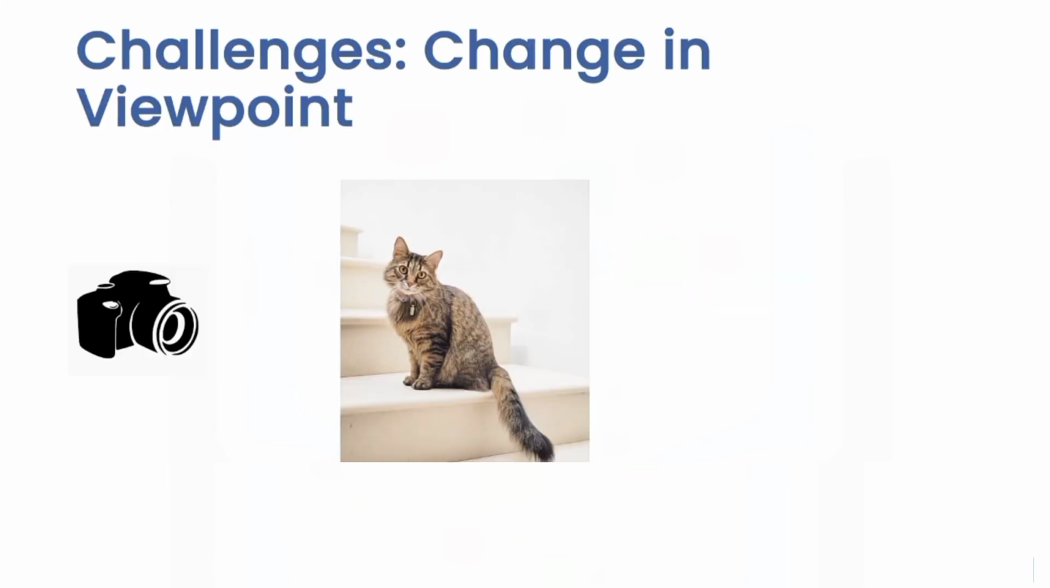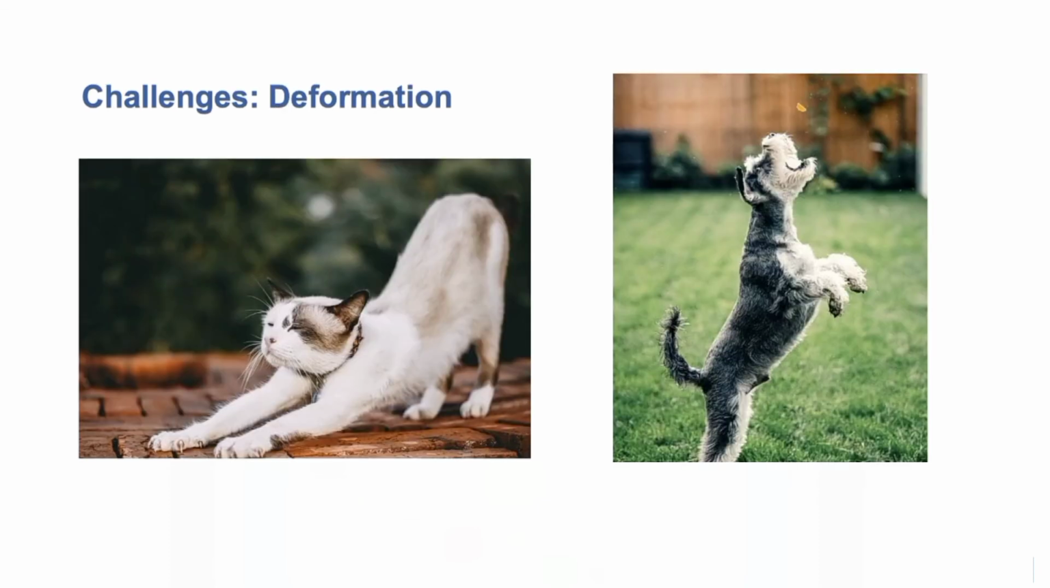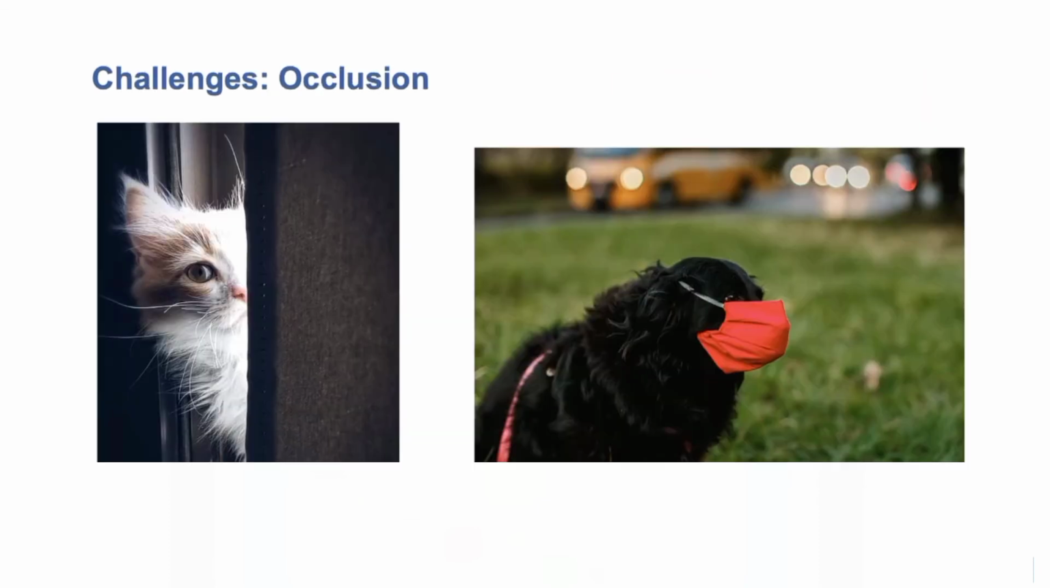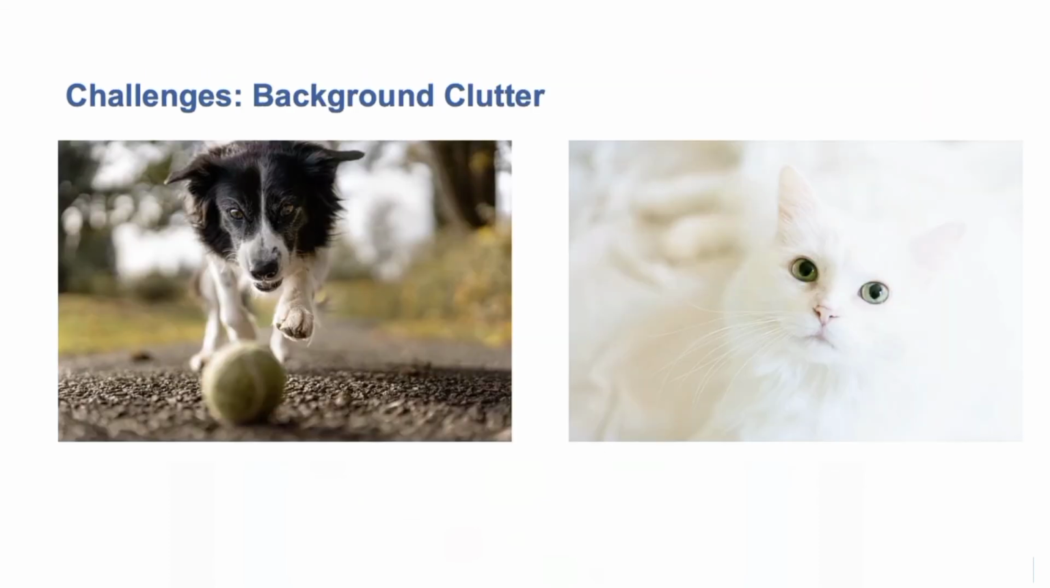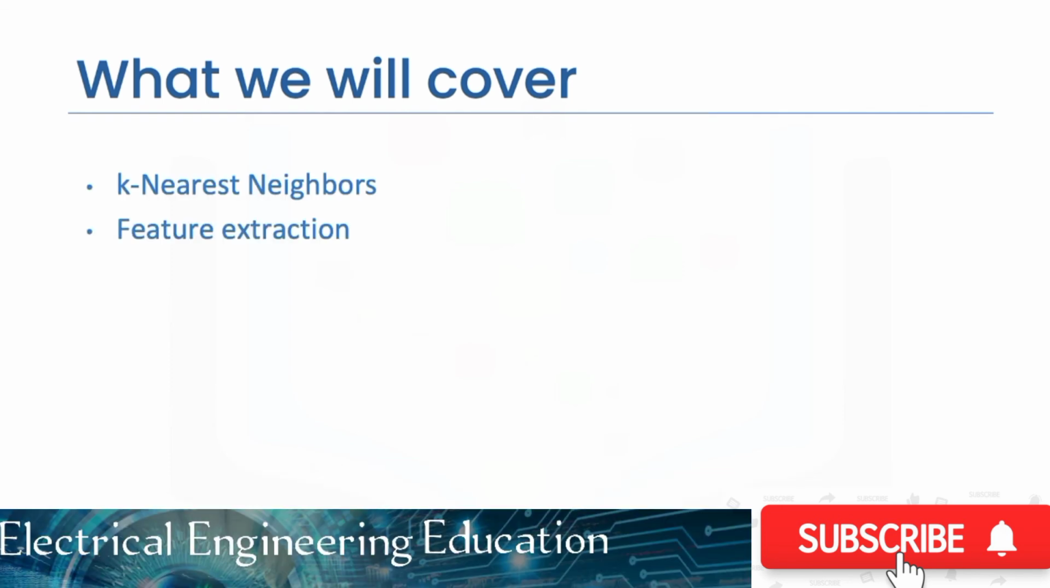Challenges of image classification. There are many challenges with image classification. Consider the cat and dog example. Change in viewport. Change of illumination. Deformation. Occlusion. Background clutter. Due to the challenges of classifying images, we will review several machine learning supervised methods for image classification. K-nearest neighbors. Feature extraction. Linear classifiers.